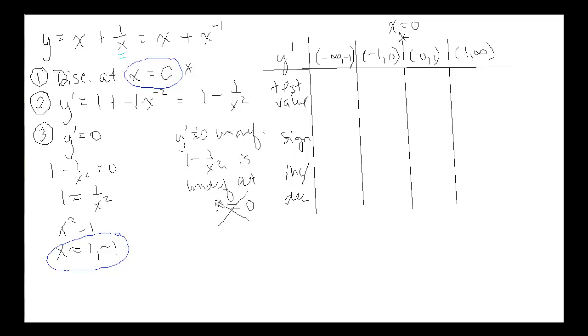Okay, so test value, something between negative infinity and negative 1. Negative 2 will work. Something between negative 1 and 0, negative 1/2. Something between 0 and 1, positive 1/2. Something between 1 and infinity would be positive 2. All right, so let's see.